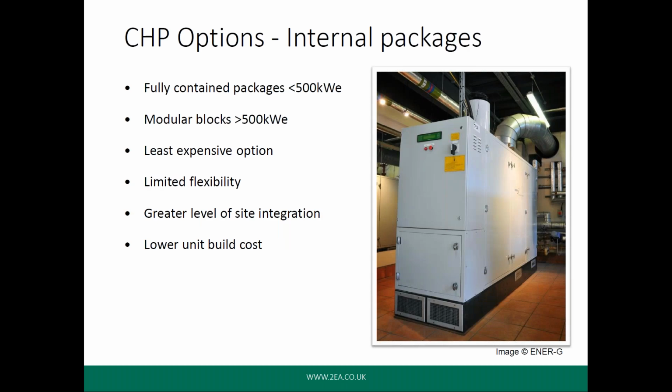Casting your minds back to the combined heat and power unit location slide earlier, let's look at internal units first. The unit in the picture here is a 60 kilowatt electric unit that is approximately 3 meters long, 1 meter wide, and 2 meters high. It will weigh in anywhere between 2 and 3 tons. The package contains everything you saw in the earlier slide, i.e. engine, generator, heat exchangers, control panel, and in some instances, exhaust silencers. The largest unit you tend to get in this package style is around 500 kilowatt electric.